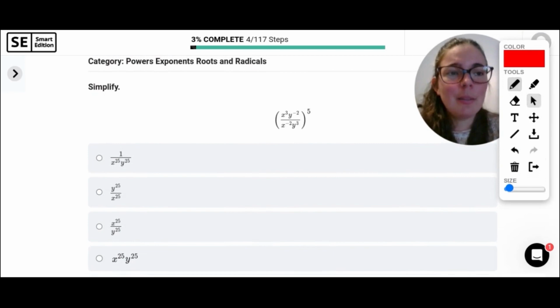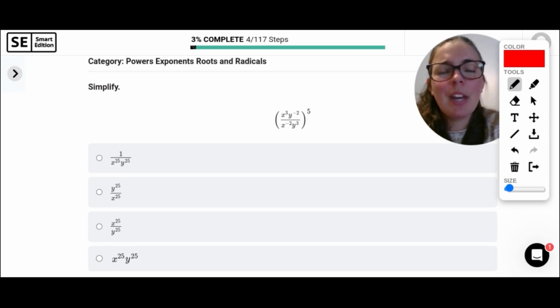All right, let's simplify using some exponent rules here. X to the third times y to the negative second over x to the negative second times y to the third, all raised to the 5th power. So what I'm going to do here is simplify the inside first and then raise it to the 5th power. So x to the third over x to the negative second.